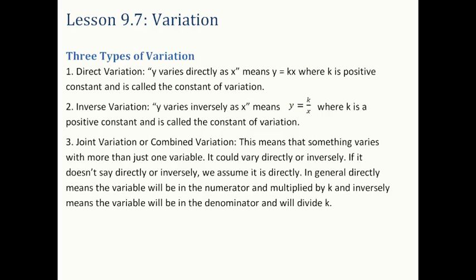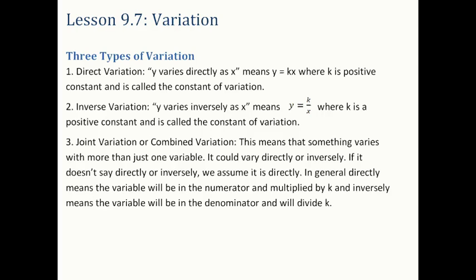The first one is direct variation, and you'll see that as y varies directly as x, which in the equation form means y equals k times x, where k is a positive constant, and it's called the constant of variation. Varies directly means really as x increases, y will also increase. So it varies directly. Whatever the one does, the other one will do.